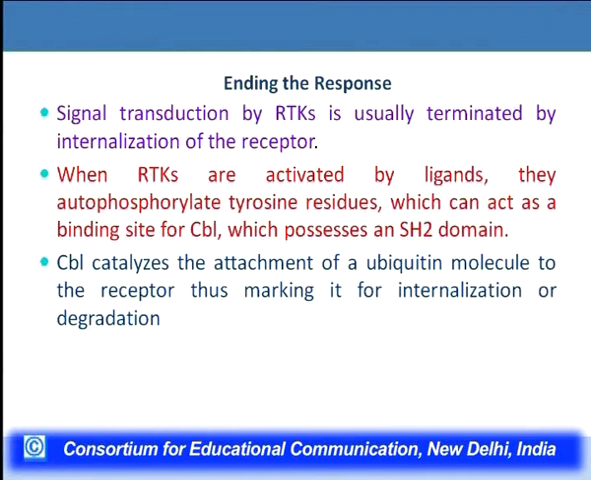It is internalized. When RTKs are activated by the ligands, they autophosphorylate tyrosine residues. As we already know, that is how they get activated, by phosphorylation of the tyrosine residue. Now, these are the sites which can also act as a binding site for CBL. Now, what exactly is CBL? CBL is another protein which also possesses an SH2 domain. This CBL will go and bind to these particular phosphorylated tyrosine sites.